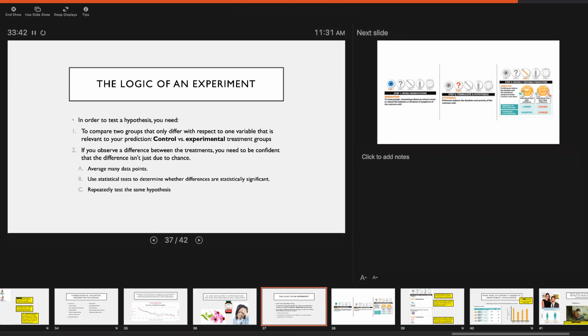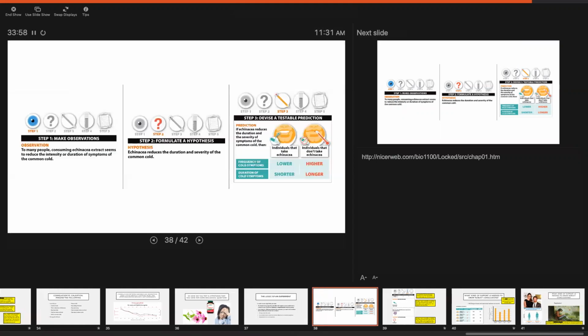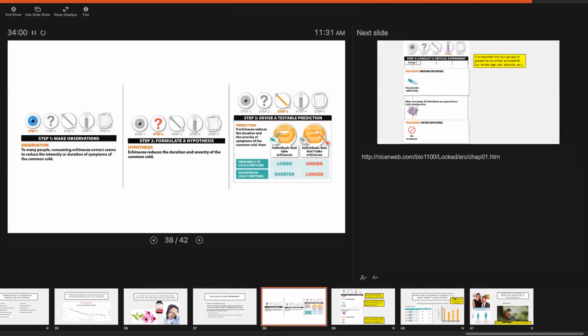It's important here also that we do this across a large sample size. We use statistical tests to determine if there is a real difference, not just an observed difference. And we also repeatedly test the same hypothesis to determine if we can get the same result multiple times. Okay, so step one, we make an observation. It seems as if people who take echinacea get sick less often, and that if they do get sick, their sickness duration is lower. Then we formulate a hypothesis: echinacea reduces the duration and severity of the common cold.